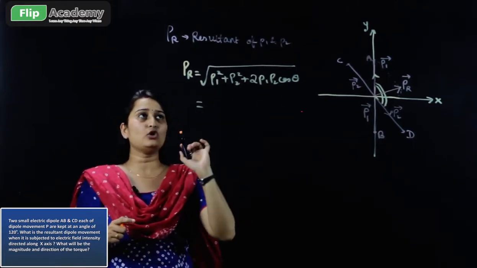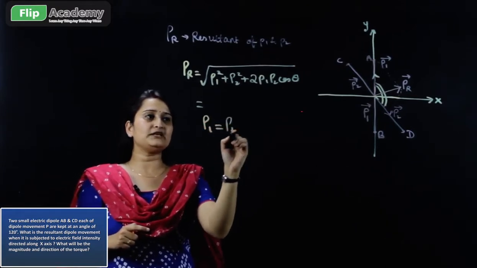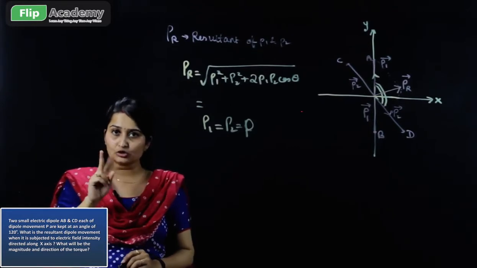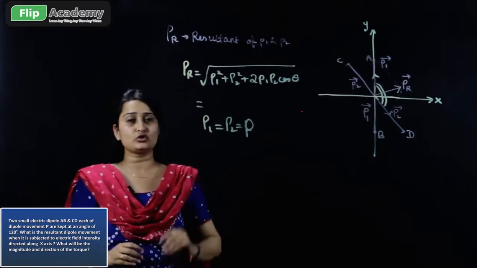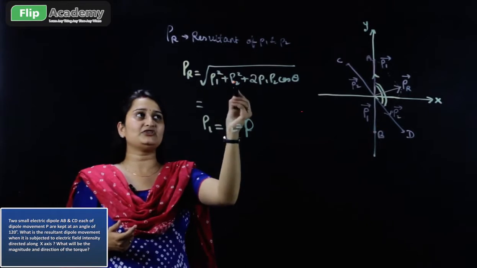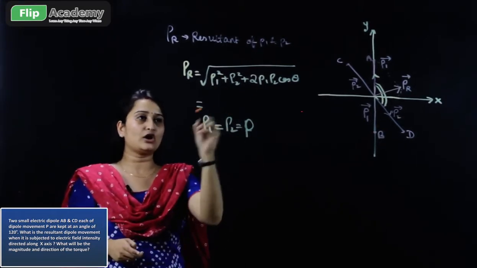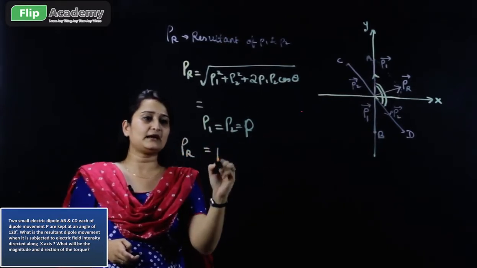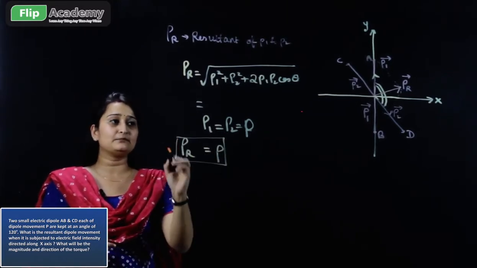If you solve it out, then you will get the answer. P1 is equal to P2, which is equal to, let's say, P. This is given to you, that both the dipoles are equal. That is P1 is equal to P2, which is also equal to, let's say, an alphabet, that is P. Now, instead of P1 and P2, we will put P square, P square. So now, according to this assumption, your answer PR is coming out as P. So this is the first answer, that is the dipole moment.